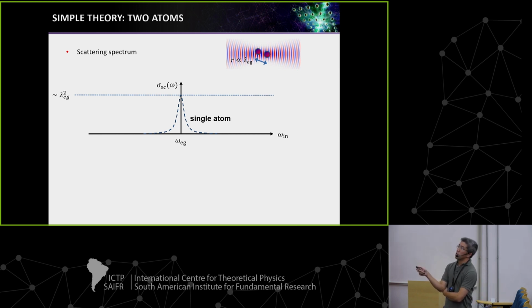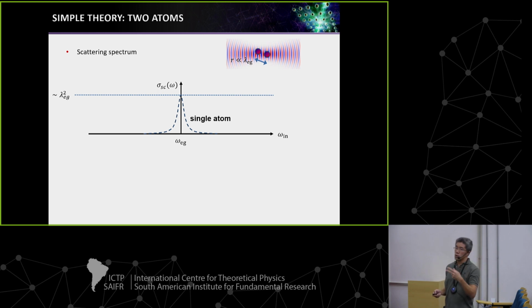So you could ask, for example, if I have two atoms and I shine in light, what's the spectrum of the scattering cross-section as a function of the frequency of the light that you send in? And remember, just to normalize the discussion, if I have a single atom, I expect a Lorentzian response that's peaked around its resonance frequency. And the scattering cross-section on resonance should be lambda squared.